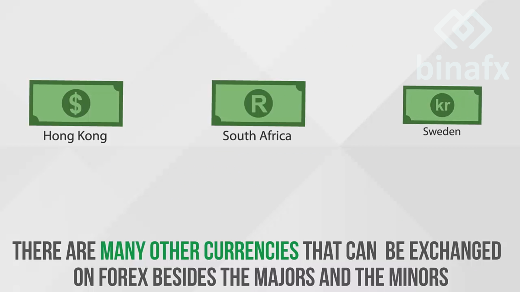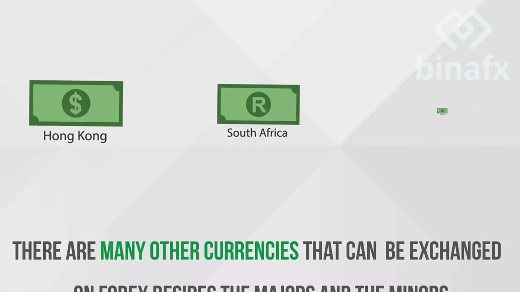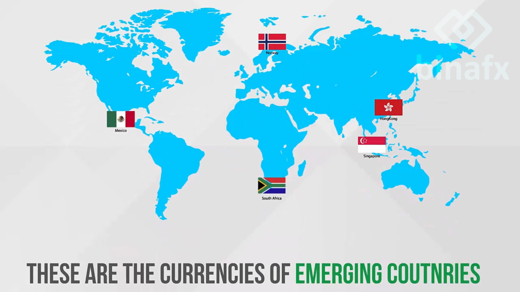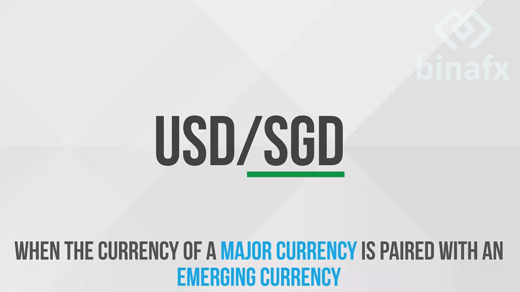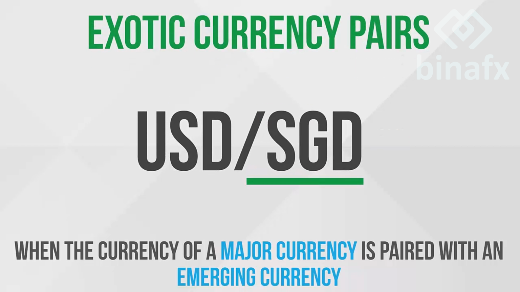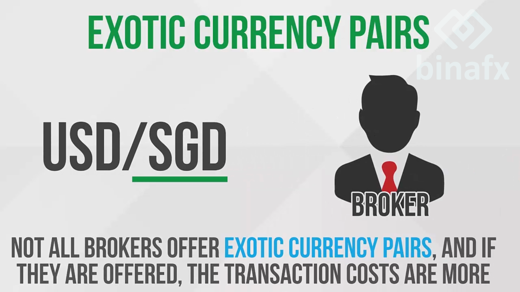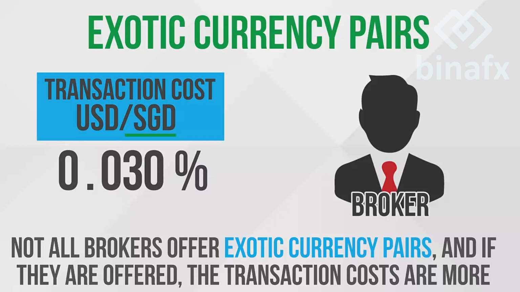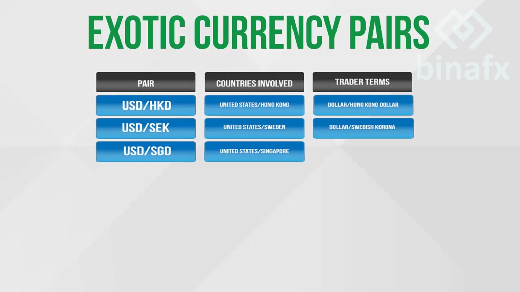Of course, there are many other currencies that can be exchanged on Forex besides the majors and the minors. These are the currencies of emerging countries. When a major currency is paired with an emerging currency, it is called an exotic currency pair. Not all brokers offer exotic currency pairs, and if they are offered, the transaction costs are typically more. However, it is a good idea to be familiar with some of these pairings.